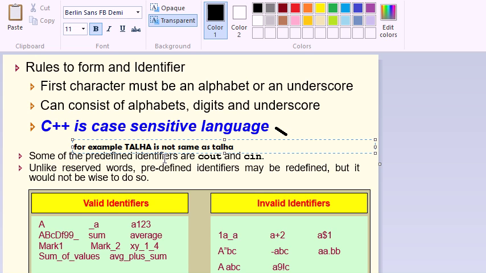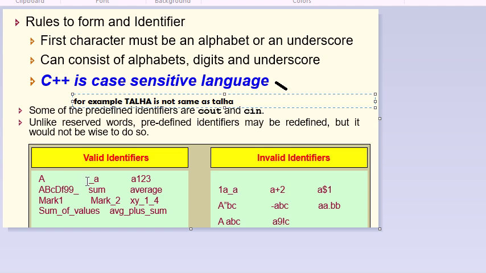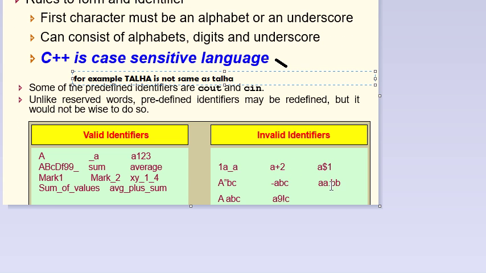Some of the predefined identifiers are cout and cin. Unlike reserved words, predefined identifiers may be redefined, but it would not be wise to do so. These are some valid identifiers, and these are some invalid identifiers. You can see that a is valid, underscore is a valid identifier, and these are not valid. Why? Because this one has a 1, this one has a plus, dollar is not valid, this period is not valid, this minus is not valid, double quotation mark is not valid, space is not valid, and exclamation mark is not valid. All these others are valid.